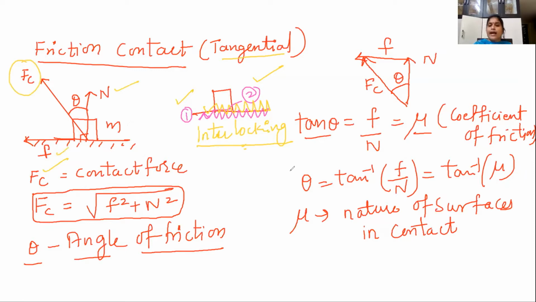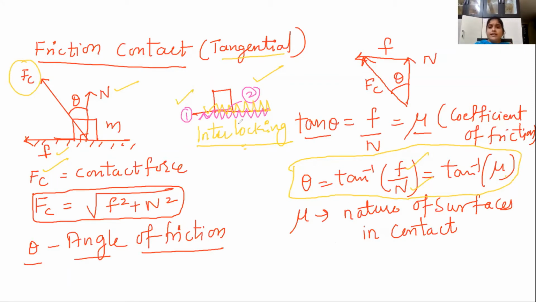Now we'll go to the angle of friction. What is the formula for the angle of friction? The formula for the angle of friction, theta, is tan inverse of frictional force by normal reaction, which is also called the coefficient of friction. So tan inverse of mu is called the angle of friction.